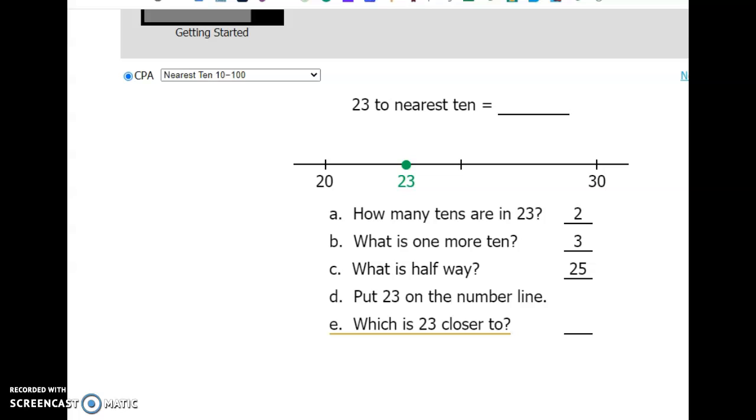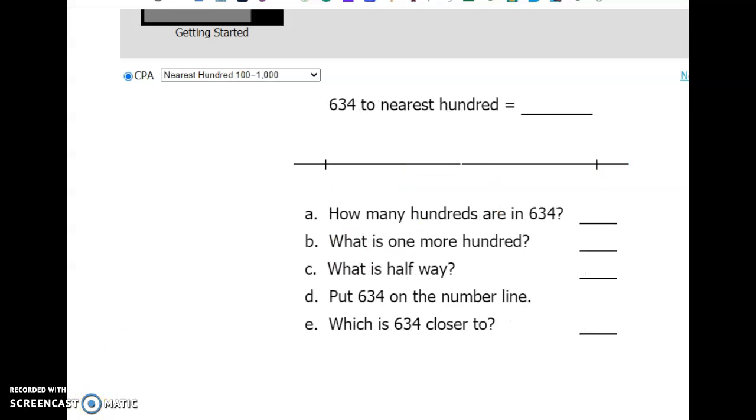23 is closer to 20, as we can see on the number line. So 23 rounded to the nearest 10 is 20. Now let's look at rounding to the nearest 100, which is our largest place value. So 634, we're going to round to the nearest 100.